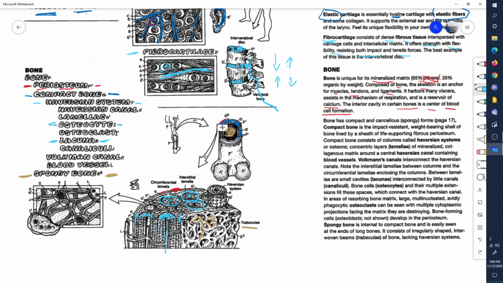Remember, chondrocytes make cartilage. Well, osteocytes are cells that make bone, and they do so in this layering system here. Once again, the layers are called lamellae. The canal that goes right down the middle of each of them is called a Haversian canal. And each unit is called a Haversian system.